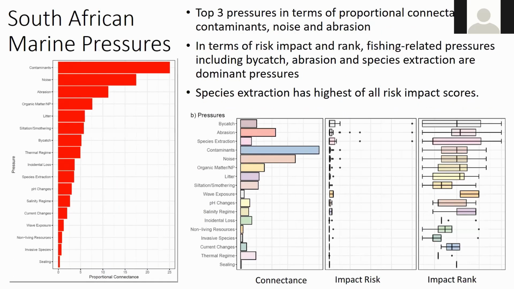In terms of our marine pressures, the top three in terms of connectance were contaminants, noise, and abrasion. You can see that in the bottom graph on the left of the panels. And in terms of impact risk and rank, fishing-related pressures that included bycatch, abrasion, and species extraction, in particular species extraction, were our dominant marine pressures.